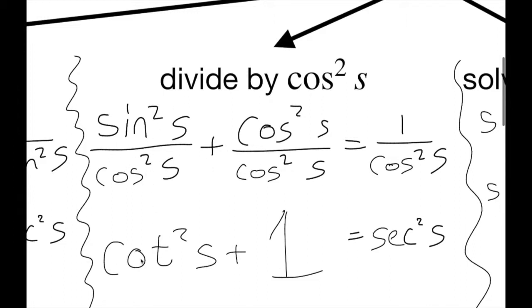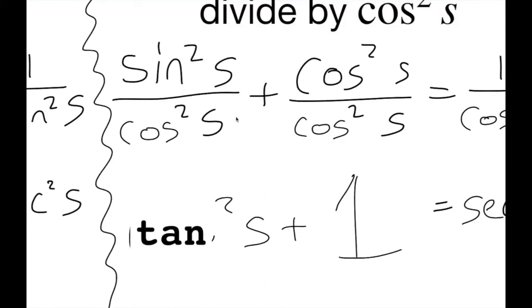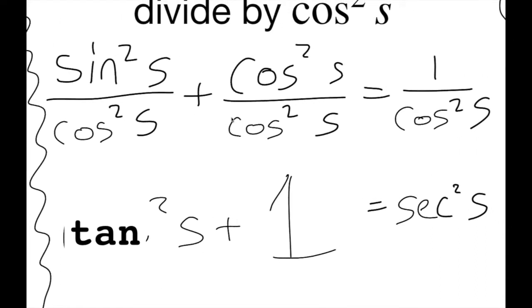This becomes, oops, not cotangent. All right, there we go, fixed. So sine squared s over cosine squared s is tan squared s. That's just how it's defined. Sine over cosine is tan. So 2 sines multiplied by each other in the numerator over 2 cosines multiplied by each other in the denominator is equal to tangent multiplied by itself, plus these cancel out, and that's 1 equals 1 over cosine squared s, and the reciprocal of cosine is secant squared.